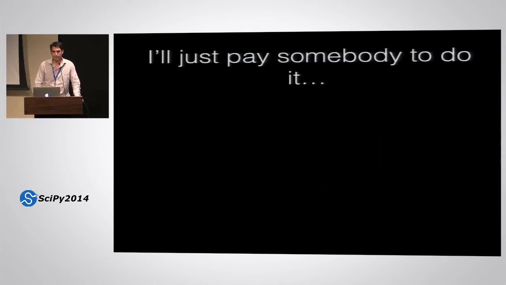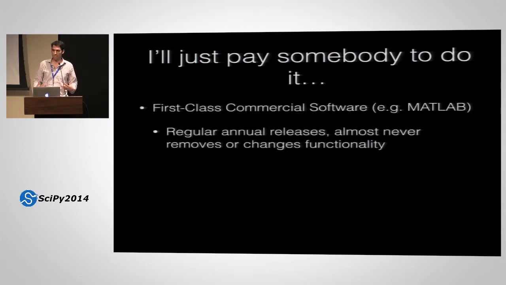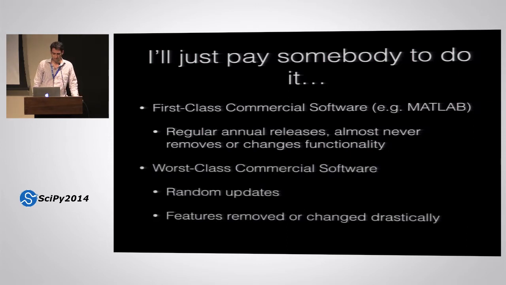Okay, so of course there are some solutions, right? Let's just pay somebody else to take care of this problem. And there are two ways to solve this problem by paying somebody. The first is sort of this first-class commercial software. You hire a company or you go out to a company like MathWorks and they give you these regular annual releases. And they'll stabilize their package for you. And then there's the worst class commercial software where you're still paying all of this money and you don't get any of these features, right?